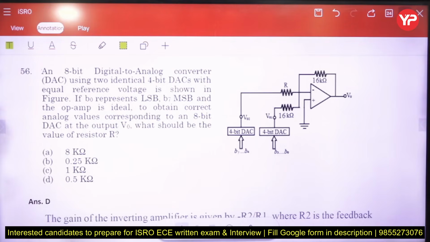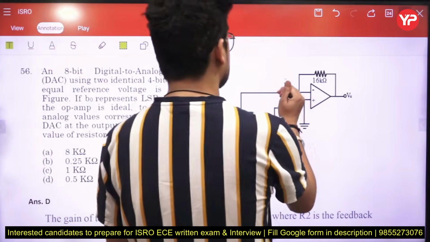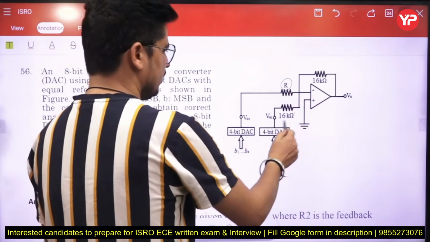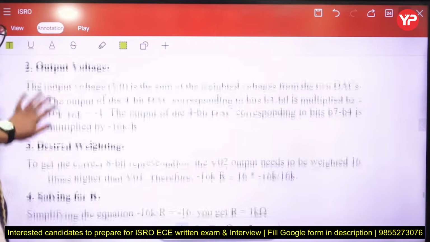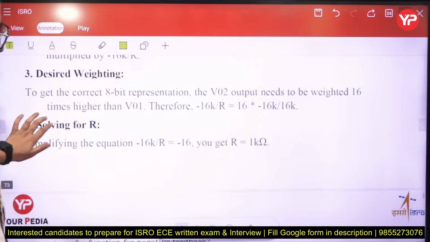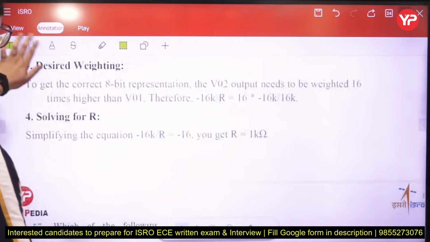An 8-bit digital to analog converter is using two identical 4-bit DACs with equal reference voltages as shown in the figure. If B0 represents the LSB, B7 represents the MSB, and the op-amp is ideal, to obtain the correct analog value corresponding to an 8-bit DAC at the output voltage, what should be the value of the resistance R? So we have to choose this value of this resistance R. See, basically this is 16, right? This should be 4 times of that value. That should be 64, not 4 times, divided by 4 times, right? Like that.